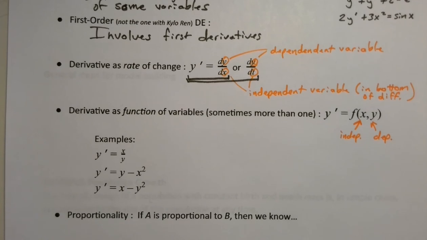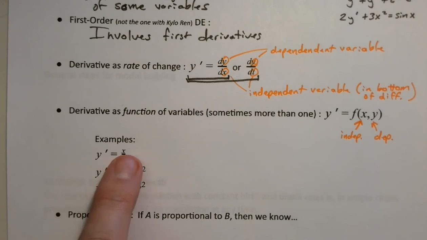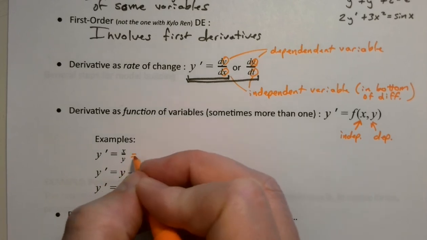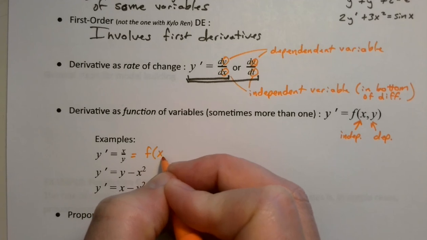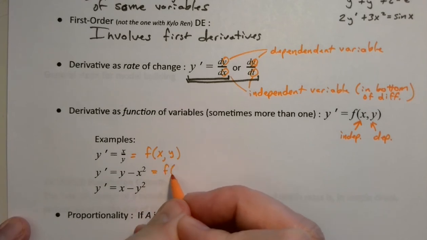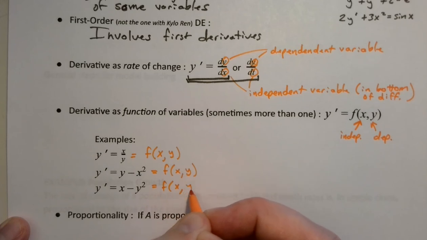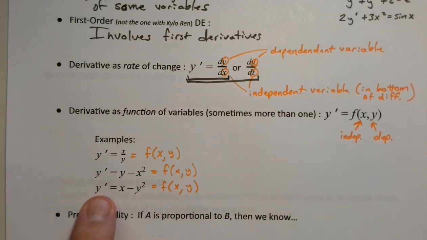And so let me give you some examples of derivative as a function. And in this case, this first one here, you can tell that not only is the derivative a function of x, the independent variable, but it's also a function of the dependent variable. So in this case, this is a function of x and y. As a matter of fact, all of these are functions of x and y. And you can tell that they're functions of x comma y because that y prime is telling us that the dependent variable must be the y.